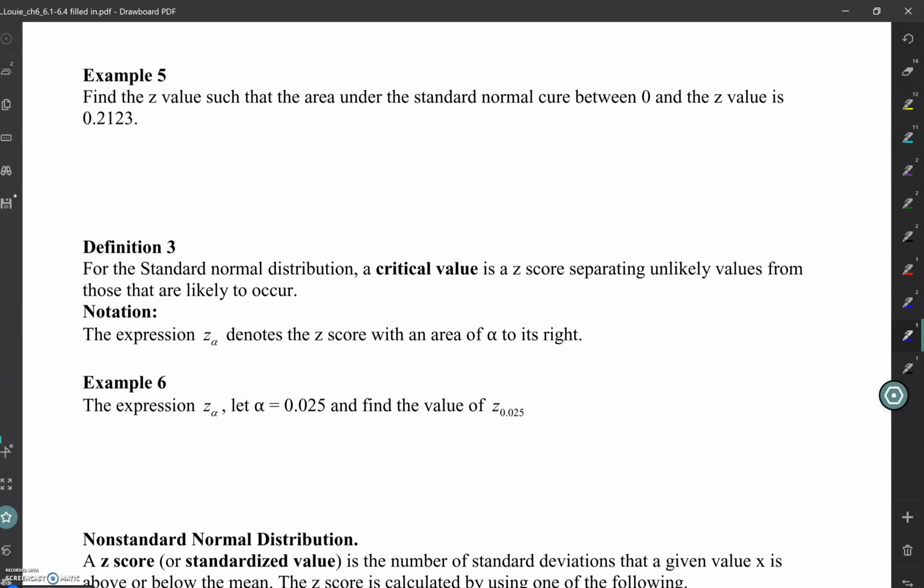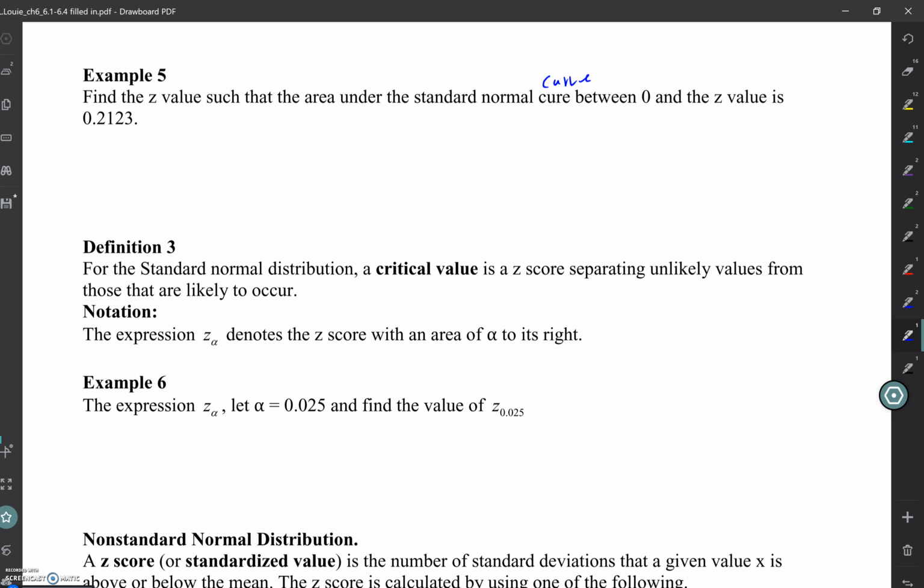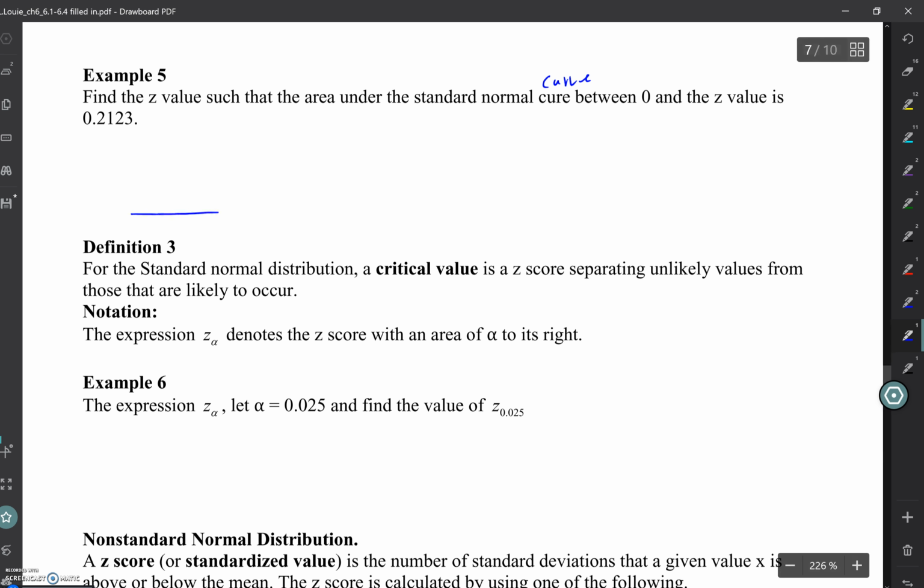I want to find the z value such that the area under the standard normal curve between 0 and z is 0.2123. So they gave me the area of the curve, which is sort of like when the uniform was asking us about the 30th percentile. They gave me the area in the curve. I need to know the rest.